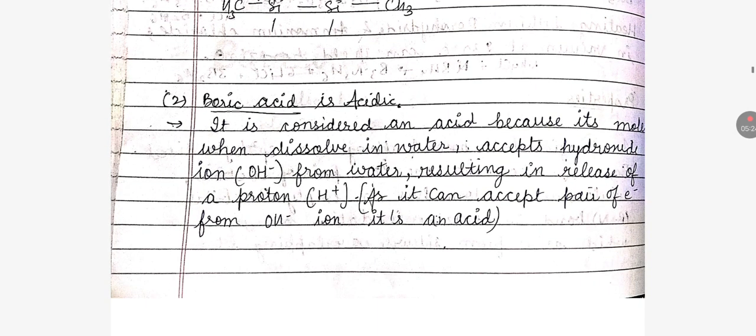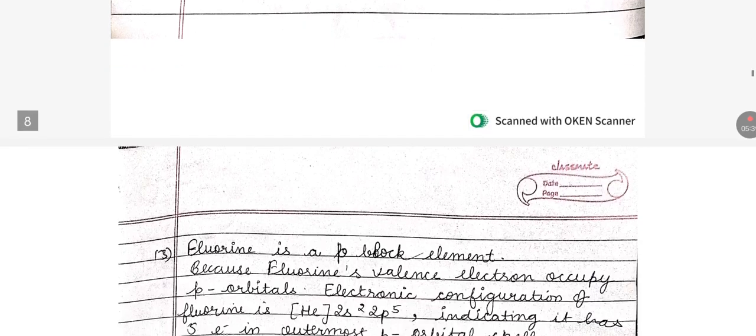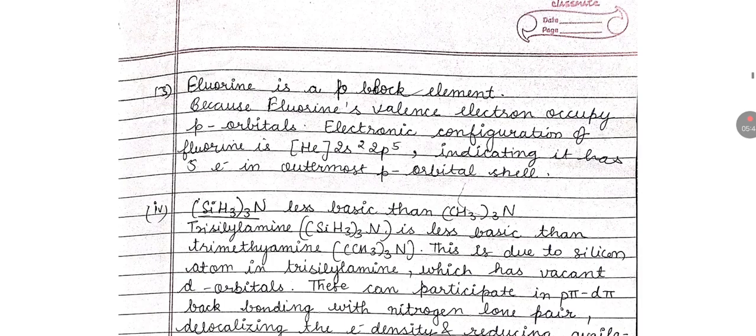Boric acid is acidic. It is considered an acid because its molecule, when dissolved in water, accepts hydroxide ion from water, resulting in release of a proton. As it can accept a pair of electrons from hydroxide ion, it's an acid. Why fluorine is a p block element? Because fluorine's valence electrons occupy p orbital and its electronic configuration is 1s2 2s2 2p5, indicating it has 5 electrons in the outermost p orbital, and the p block elements are the elements in which the valence electrons enter the p orbital.